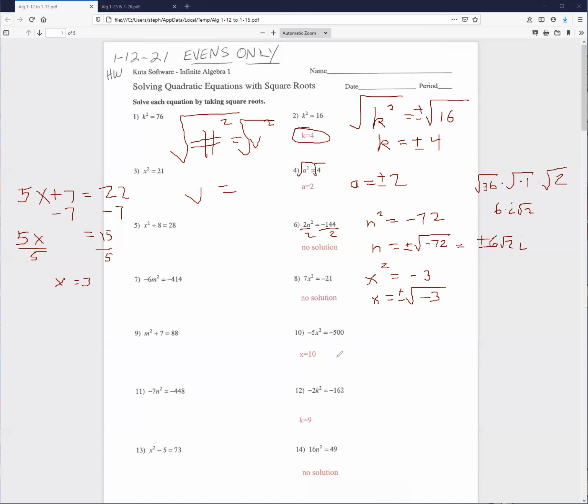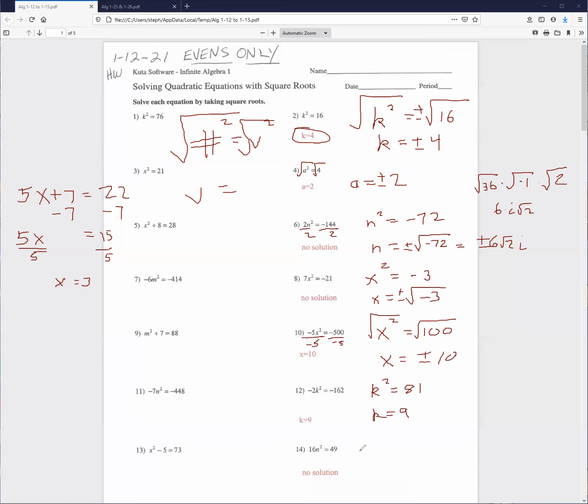But number 10, we've got some negatives, and this one works out because we're going to divide both sides by -5. And that means that we now have x squared equals 100. And this looks exactly like our first several problems. We'll square root both sides, and we end up with x equals plus or minus 10. Number 12, we'll divide by -2 on both sides. k squared equals 81, and then plus or minus 9 by the same argument.